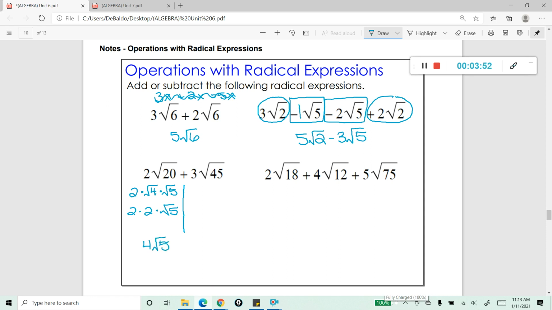Now, that's just the left side. Let's go ahead and work with the right side. 3 root 45. I can break that down into 3 times root 9 times root 5. And of course, I can go back and simplify that. 3 times 3 root 5. And then I can simplify that down to 9 root 5.